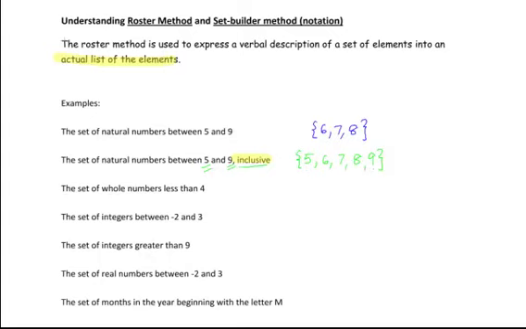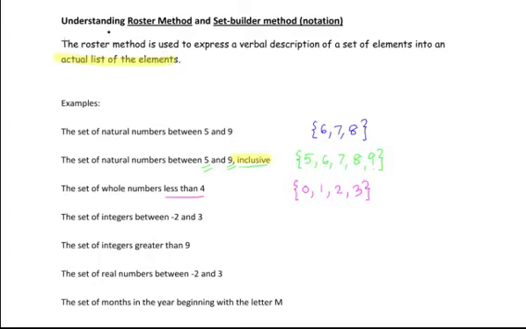Let's look at another example. What is the set of whole numbers that are less than 4? Well, we need the set of whole numbers. Whole numbers start at 0, so the smallest number we can list is a 0. So we start with the 0, 1, 2. How far do we go? Our numbers have to be less than 4. So we are going to stop at the number 3 and close our curly bracket.